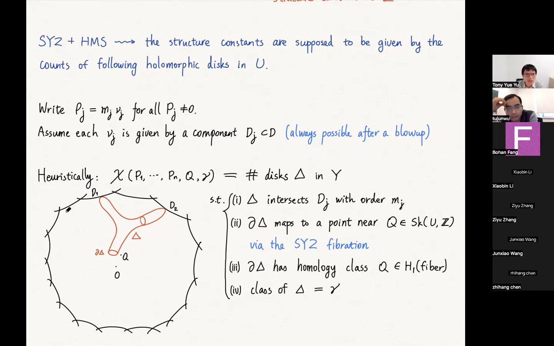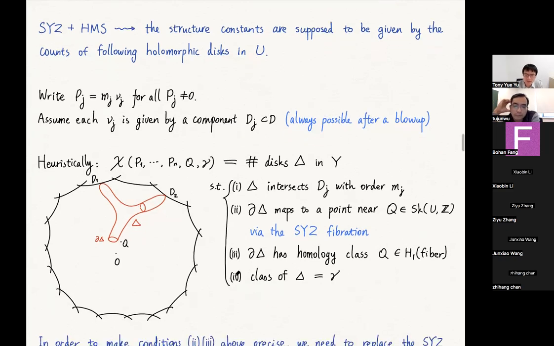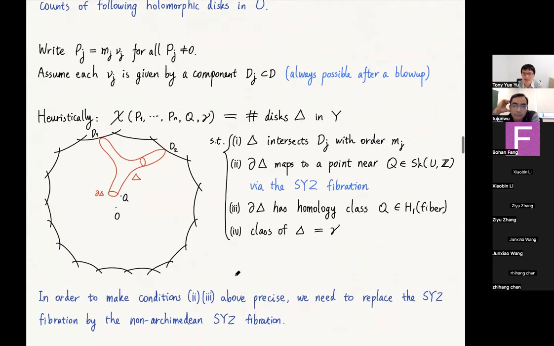So this is really the heuristic picture. And it's hard to do anything in symplectic geometry with this heuristic picture. There are several reasons. First is that the SYZ fibration, it's not clear how to do in symplectic geometry in general. And the second, even if we assume the existence of SYZ fibration and we try to do this, we still have trouble because the conditions like 2 and 3 are not easy to make very precise with the symplectic SYZ fibration.